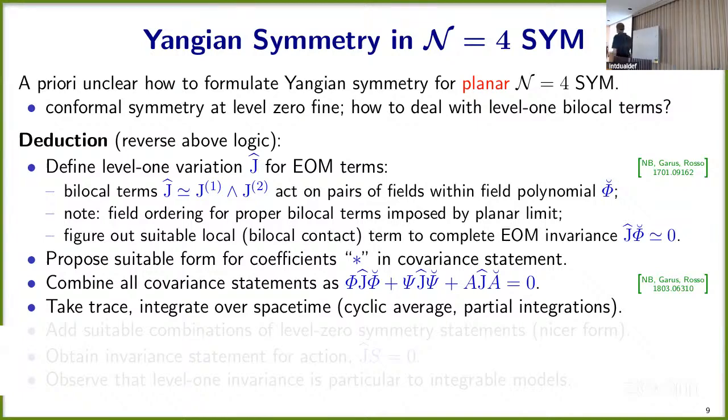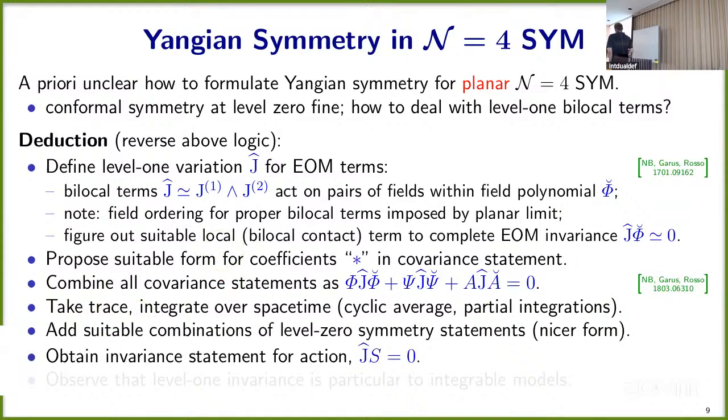And once you have those, you can combine all these covariance statements, because if you know the coefficients and you don't impose on shell, then this will be some polynomial. So you combine each variation of the equation of motion with the field itself. You do this for all the fields, you sum over all fields. As a covariance statement, this would give you 0. But we can now take this as a polynomial, take a trace, integrate over space-time, and thus get something that looks like a variation of the action. That's sort of doing this same procedure that we had on the last slide in reverse.